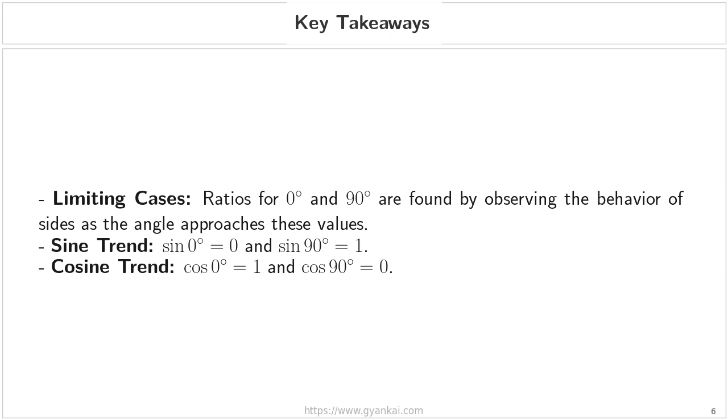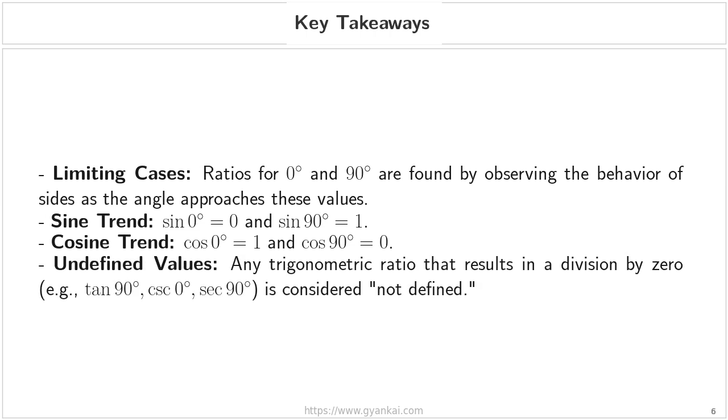Finally, we must be very careful with undefined values. As we saw when calculating the tangent of 90 degrees or the reciprocal ratios like cosecant 0 degrees and secant 90 degrees, whenever a calculation results in a division by 0, we say that the ratio is not defined. All right, let's bring everything together and summarize the key takeaways from today's lesson. Keep these patterns in mind because in our next slide, we're going to look at some common pitfalls where students often trip up when applying these very rules.